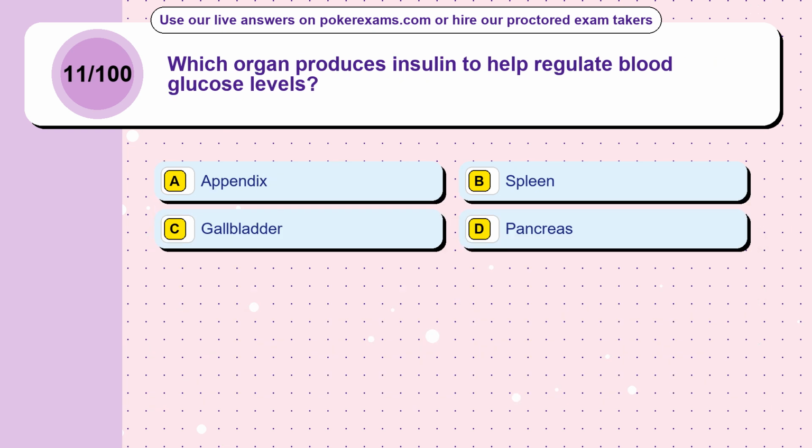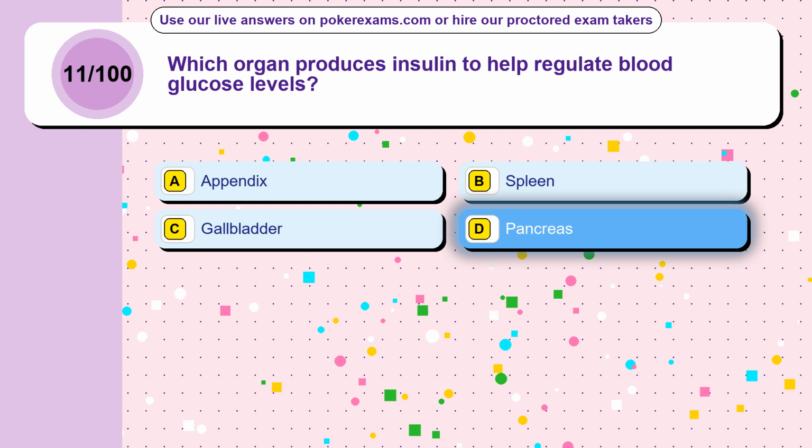Question 11. Which organ produces insulin to help regulate blood glucose levels? Option A. Appendix. Option B. Spleen. Option C. Gallbladder. Option D. Pancreas. The correct answer is option D.